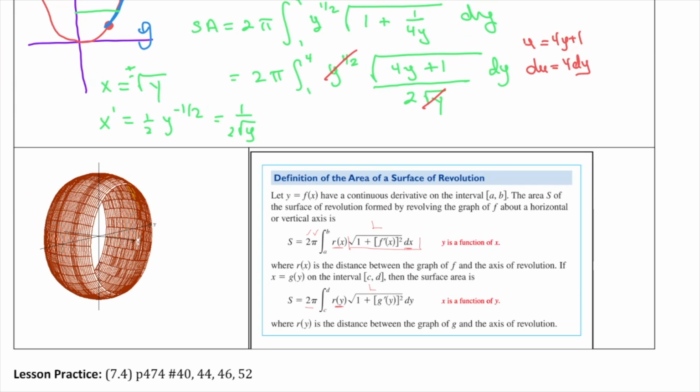Please remember that you are to look at example 2 with respect to x, and then go ahead and complete your practice.